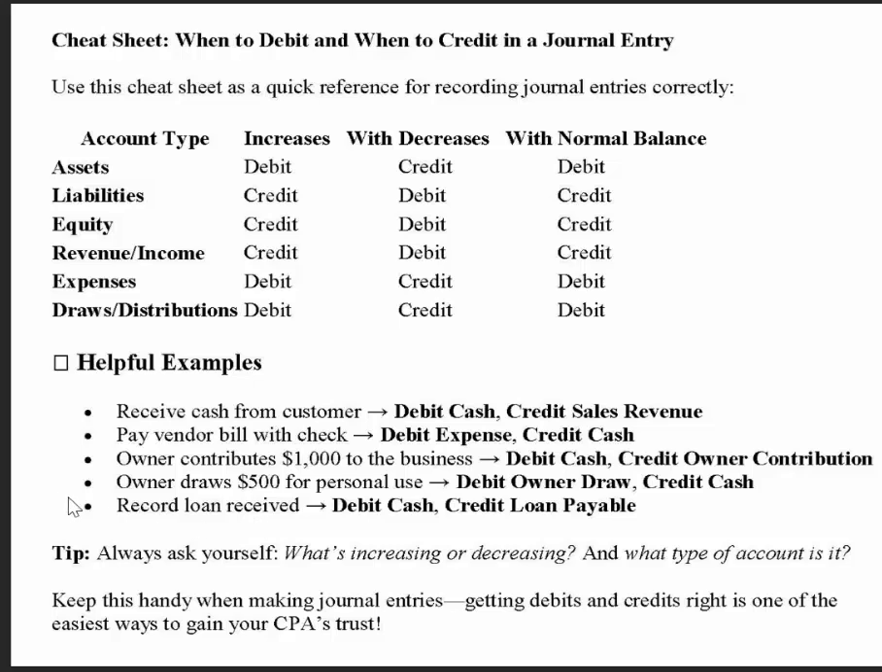Record loan received, you debit cash because they're getting cash, and you credit loan payable because now they have a liability. So you always ask yourself, what is increasing and what type of account is it? I would suggest you keep this handy, and when you're in doubt, then you look at your little list. And I hope this was helpful.